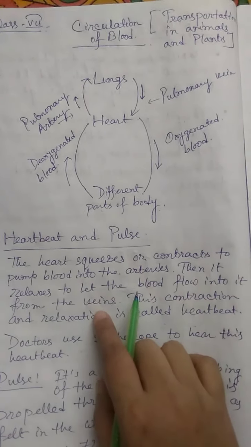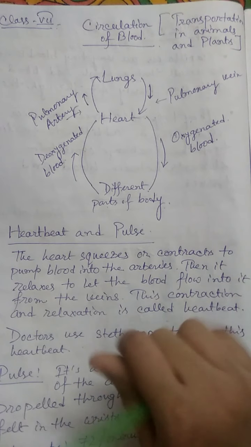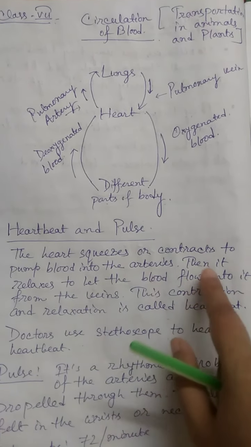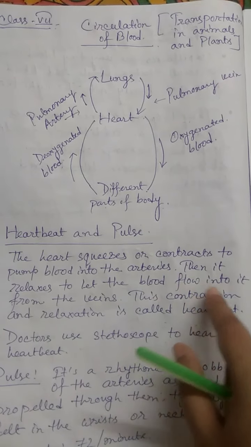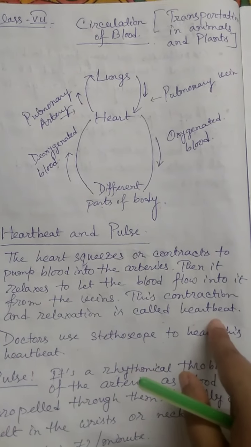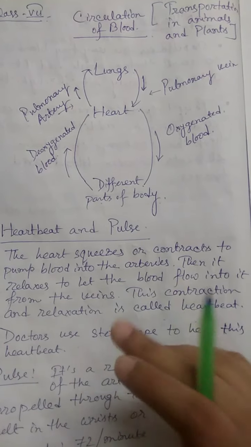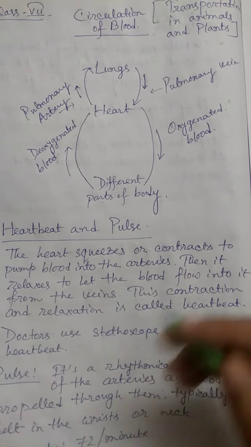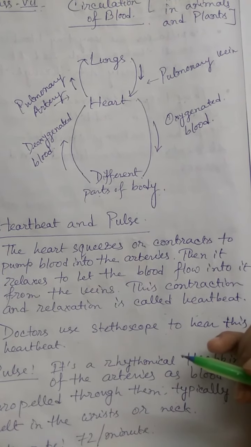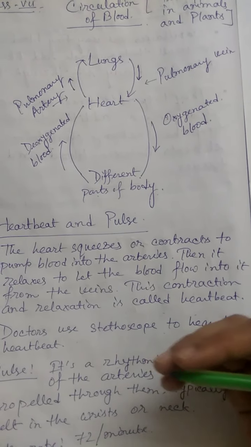Now we are going to the next part, that is the heartbeat and pulse. Now what is heartbeat? The heart squeezes or contracts to pump blood into the arteries. Then it relaxes to let the blood flow into it from the veins. This contraction and relaxation is called heartbeat. Now first, the heart, when filled with the oxygenated blood, squeezes to let the blood enter into the arteries. And when the deoxygenated blood comes through the veins, it relaxes so that the blood can enter into the heart.